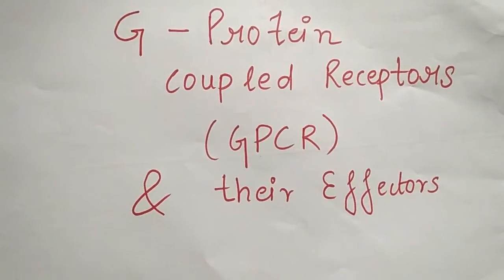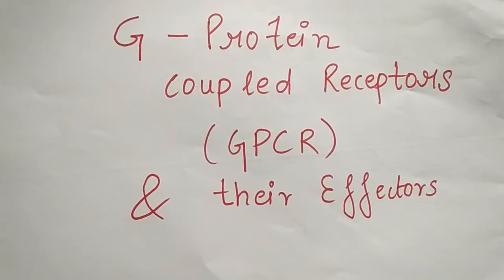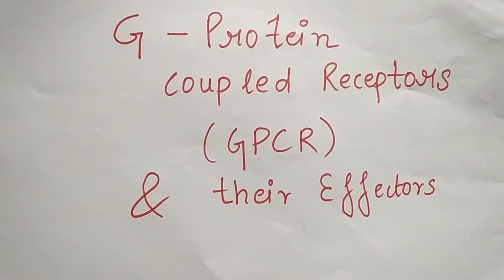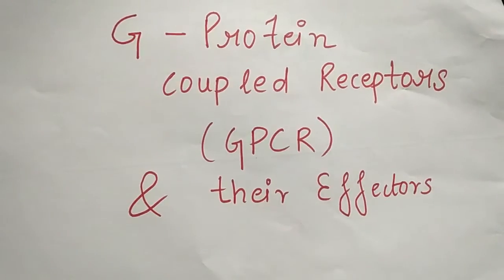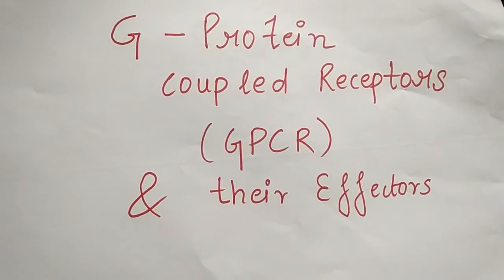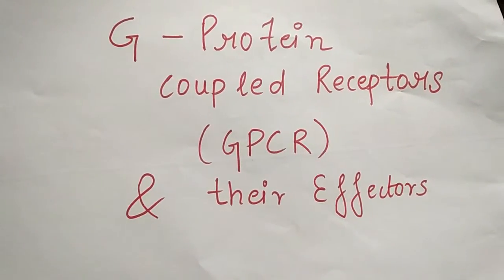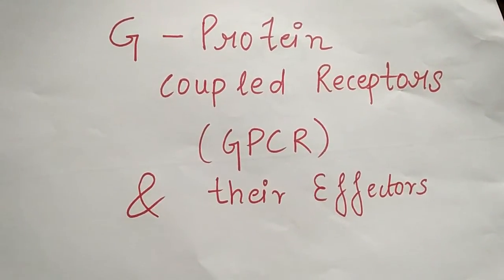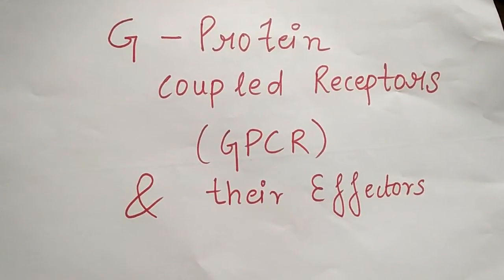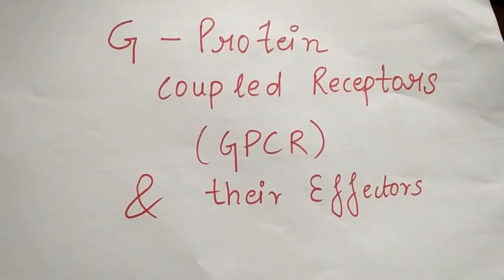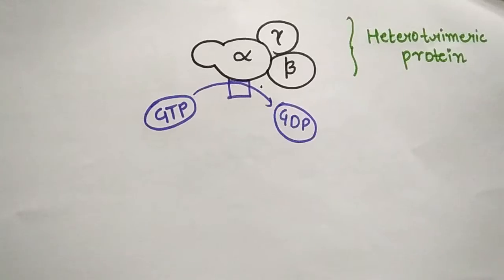G protein coupled receptors and their effectors. GPCRs are a huge family of receptors that contain 7 transmembrane alpha helices. These receptors translate the binding of extracellular signaling molecules into the activation of GTP binding proteins. G protein coupled receptors are so named because they interact with G proteins in the plasma membrane.